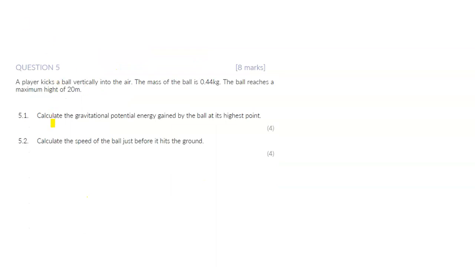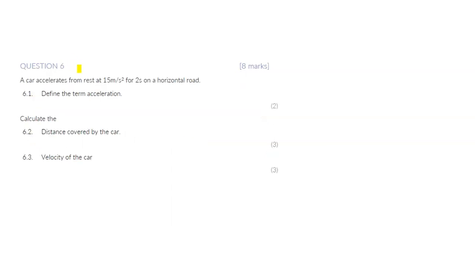Question 5, we are going to skip because this is an energy sum that we've already done. Question 6 is: a car accelerates from rest at 15 meters per second squared for 2 seconds on a horizontal road. First, define the term acceleration. We've got that. Then they ask the distance, and then they ask the velocity. So this is really easy, it's just one motion.